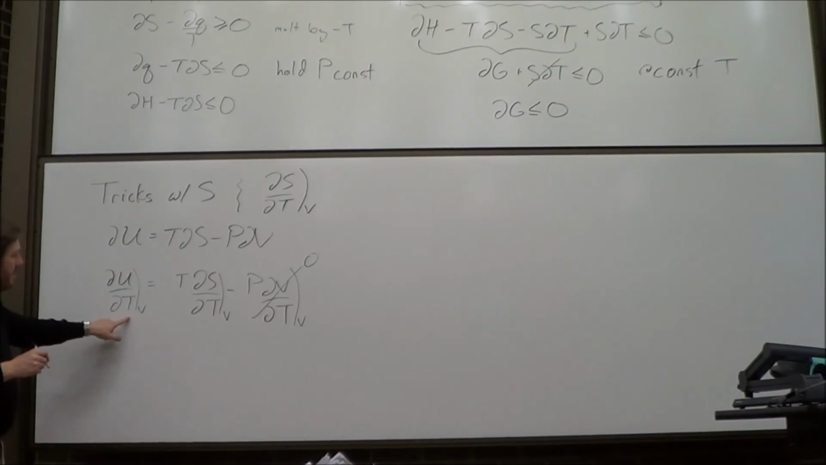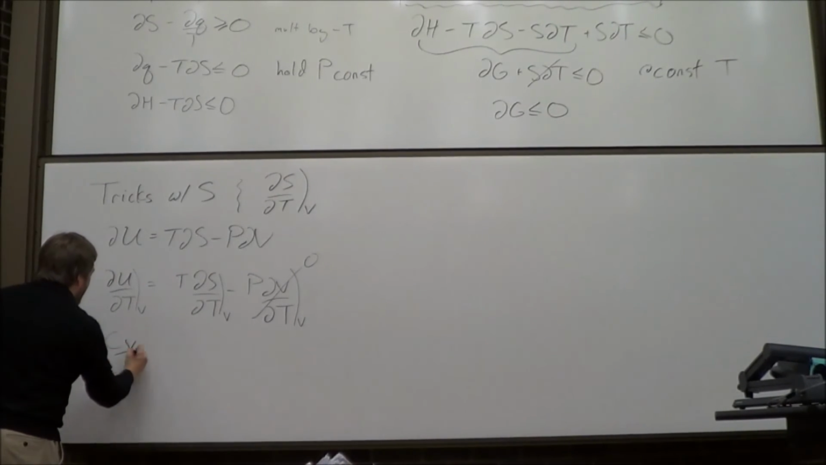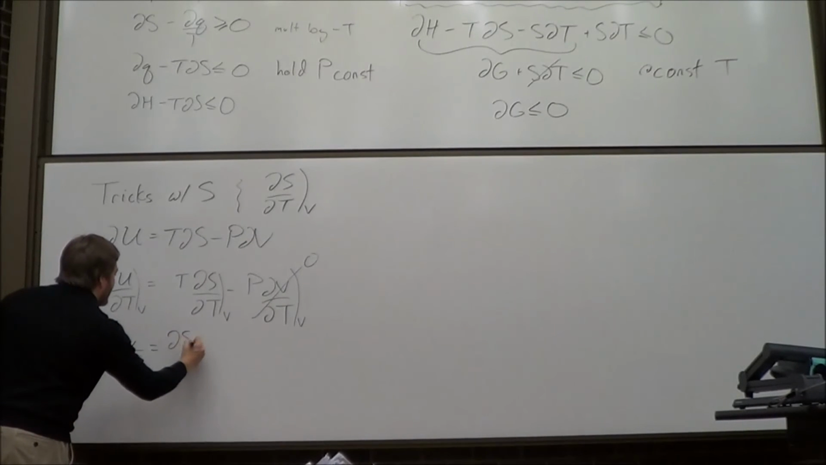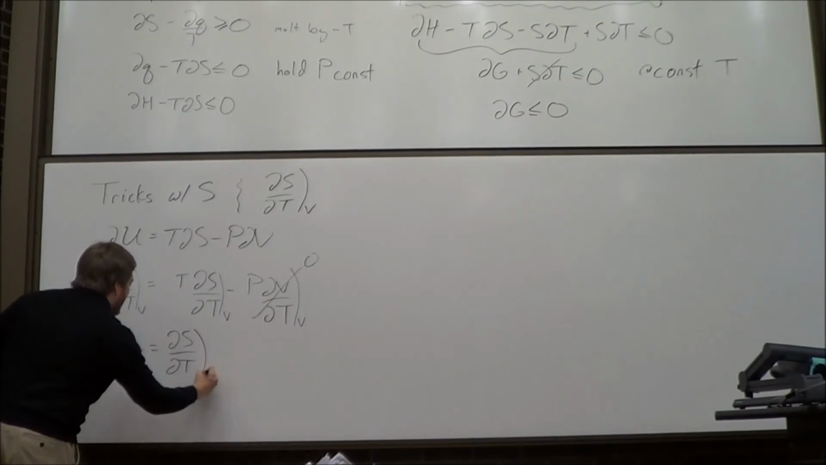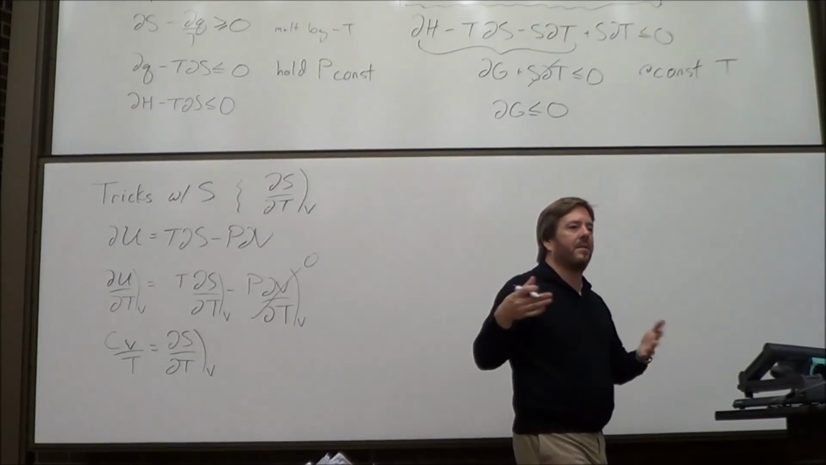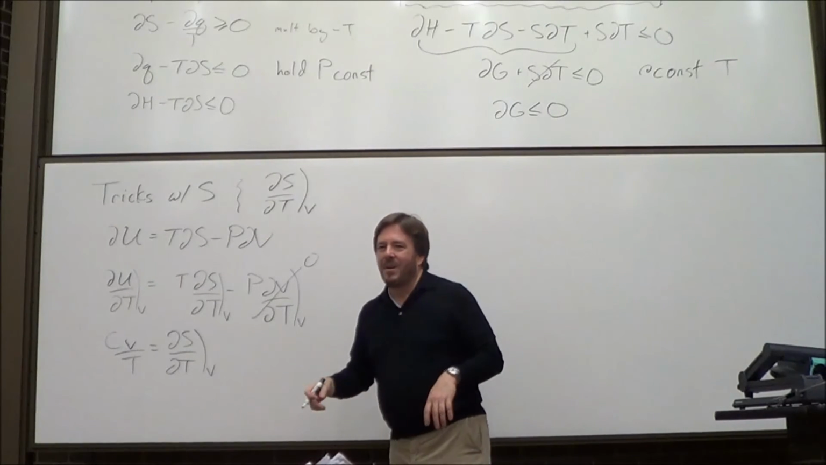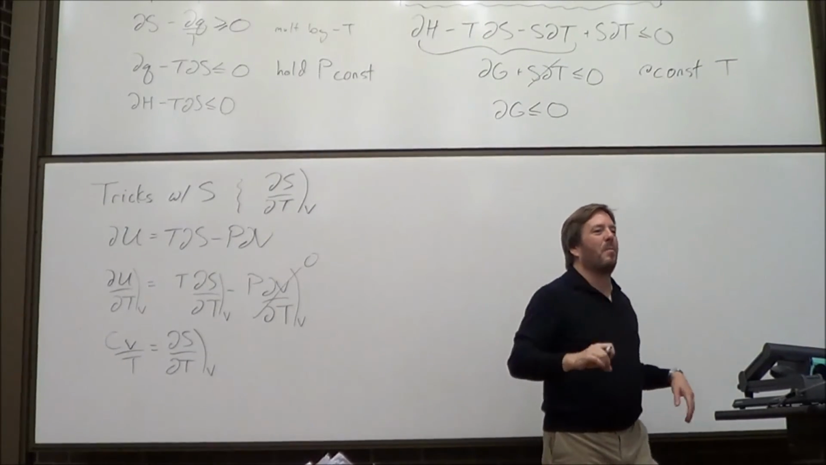Okay, have you seen this one before? Yeah, CV. So let's just do it. CV over T is dS/dT at constant V. There you go. That's the answer. So that's the last question on the second test, and you've answered it. Except that's part A. Let me give you part B.